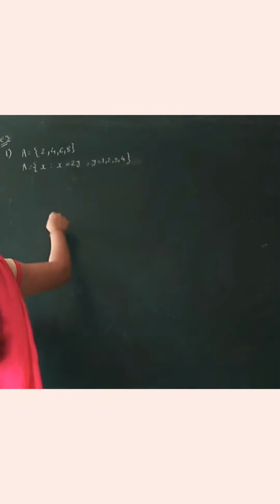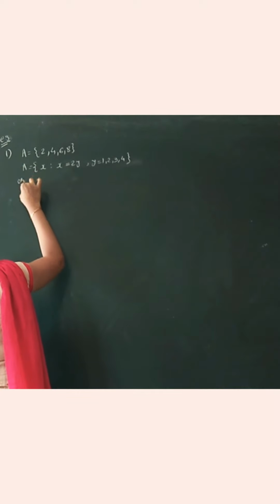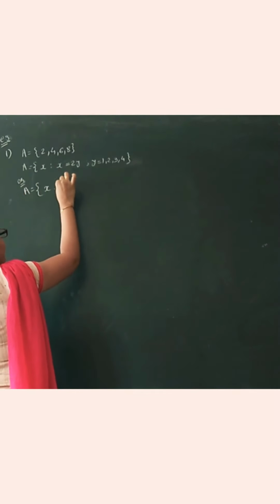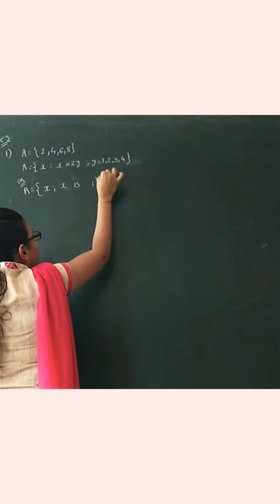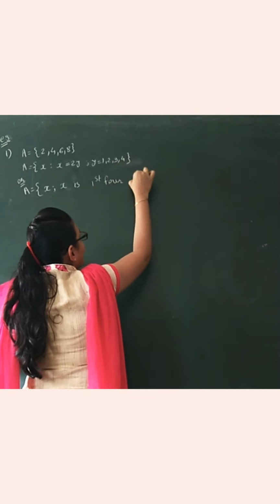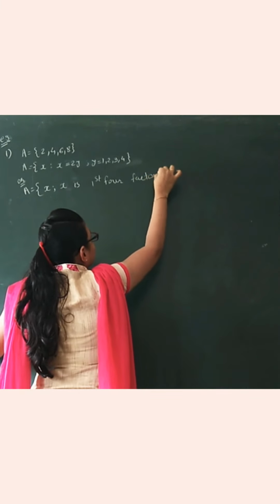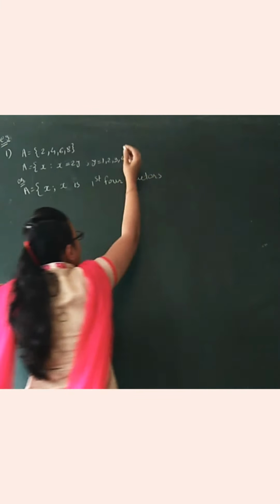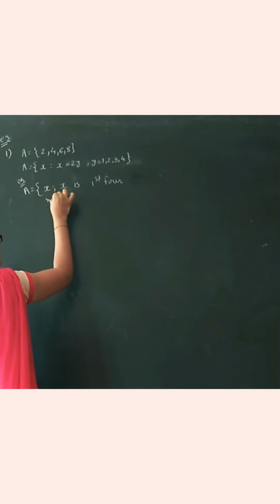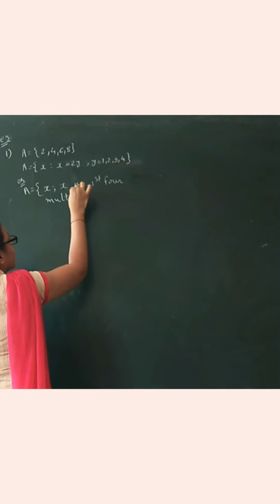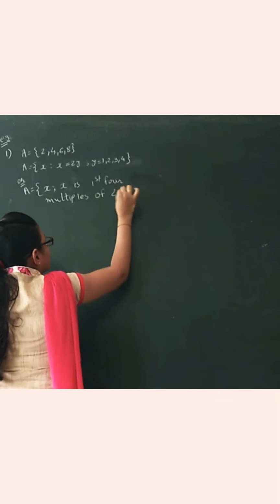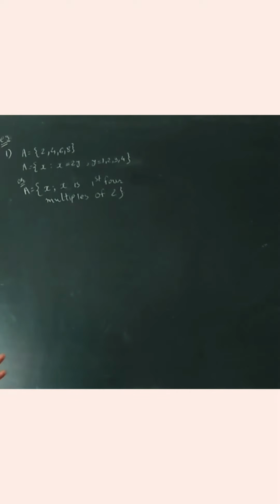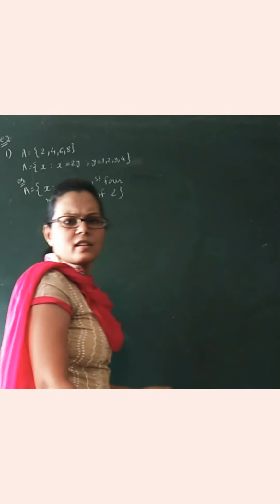I can also write the first 4 multiples of 2. देखिए, second method, x, where x is the first 4 multiples of 2. Sorry, factors नहीं, 4 multiples of 2. This way I can define. Okay, you can define in more ways also.